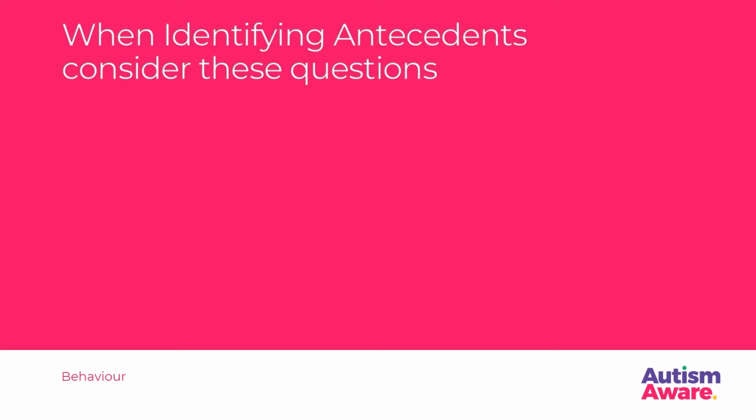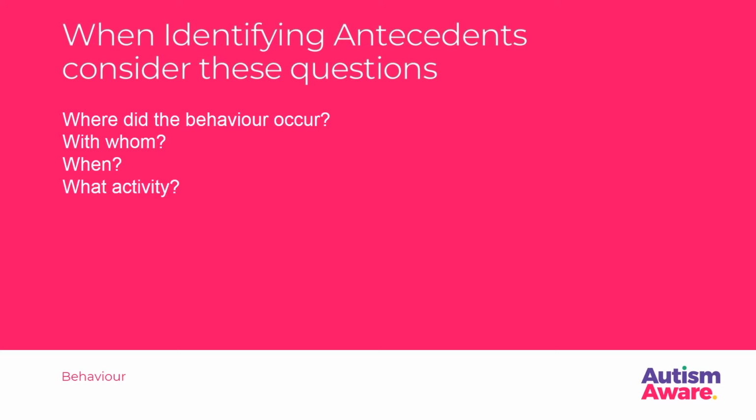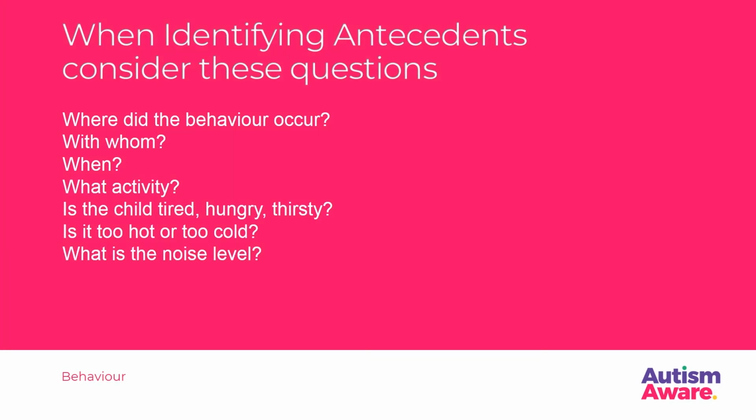When identifying antecedents, consider these questions. Where did the behaviour occur? With whom? When? What activity? Is the child tired, hungry, or thirsty? Is it too hot or too cold? What is the noise level? What were the other children or adults doing?